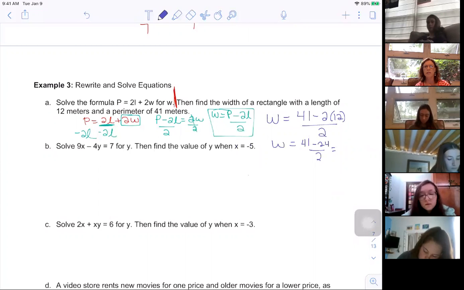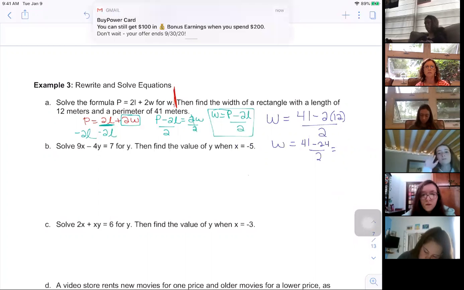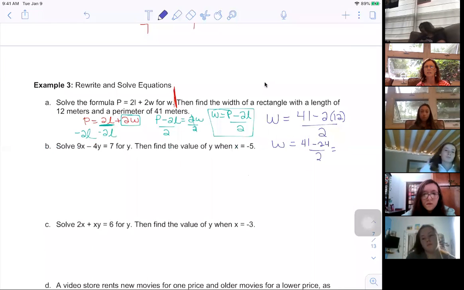So who has the width of this rectangle? Brooke, what do you have? The width is 8.5 meters. Perfect. And she remembered that label.